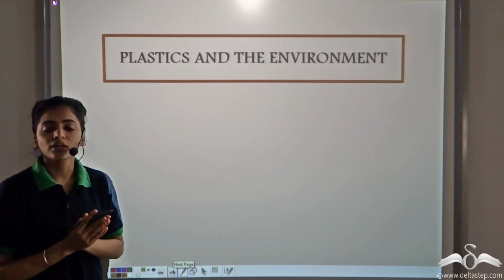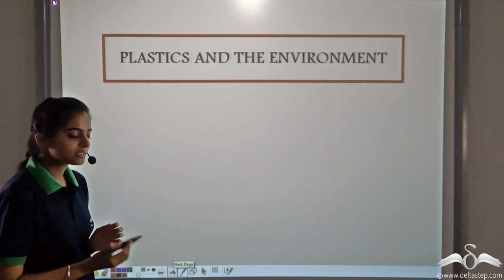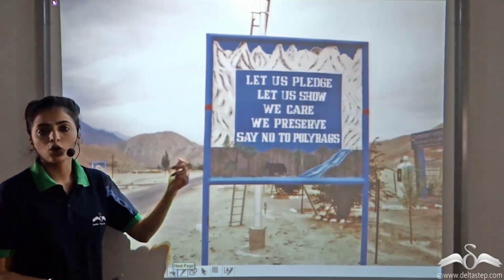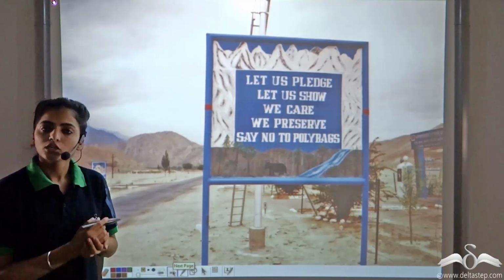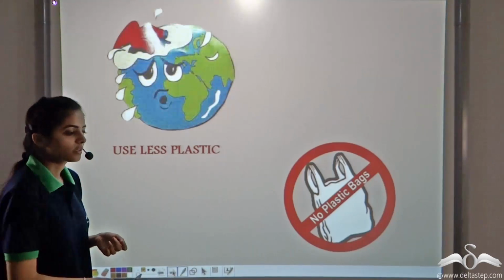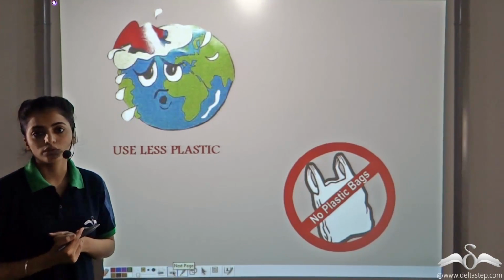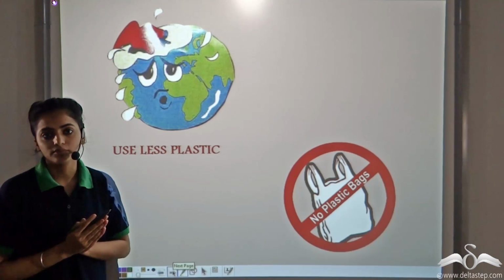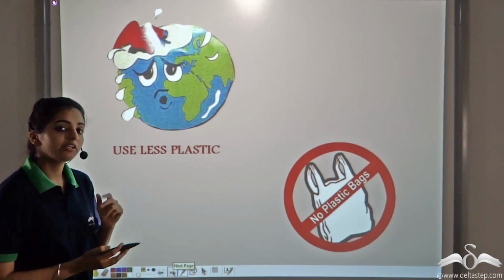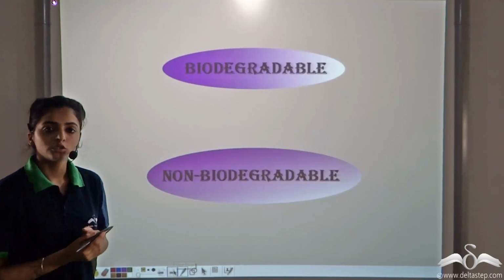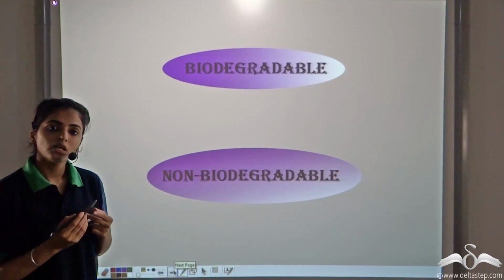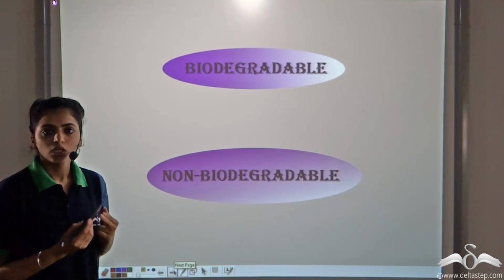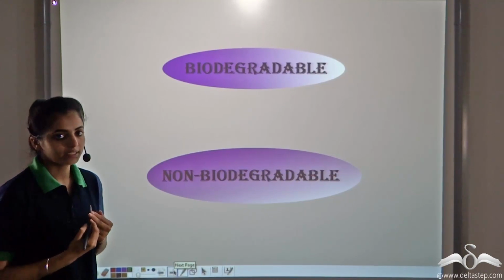How is plastic affecting our environment? You must have heard that we should now say no to plastics, use less poly bags, use paper bags, and so on. So why and how is plastic affecting our environment? This is because we define two terms known as biodegradable and non-biodegradable. What are these substances? Let's see.